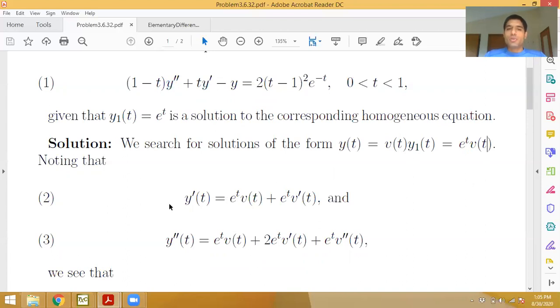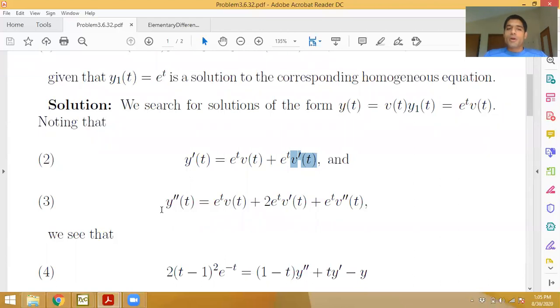Equation 2 is a simple application of the product rule to y(t). Here I took the derivative of the first term, so the derivative of e^t is still e^t. The second term is unchanged. I add to that the first term, e^t, times the derivative of the second term, v'(t).